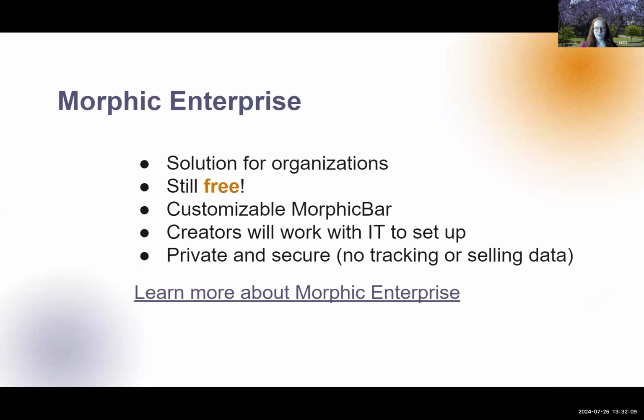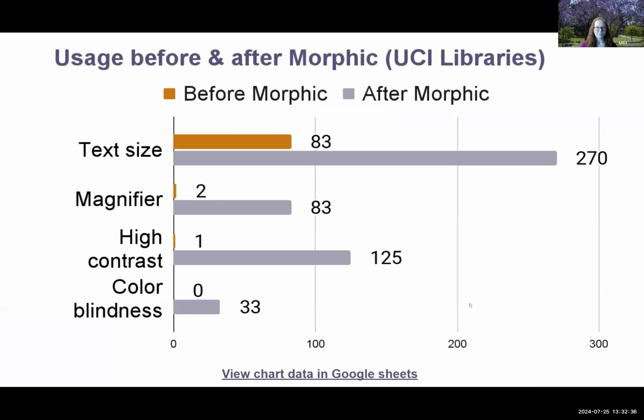And for organizations, the solution they offer is Morphic Enterprise. This is still a free tool, and it allows your organization to create a customizable Morphic bar for your institution. The creators of the product will work with your IT department to set this up. And this is private and secure with no tracking or selling of data. Yay, we like that. So here's a link if you want to learn a little bit more about Morphic Enterprise.